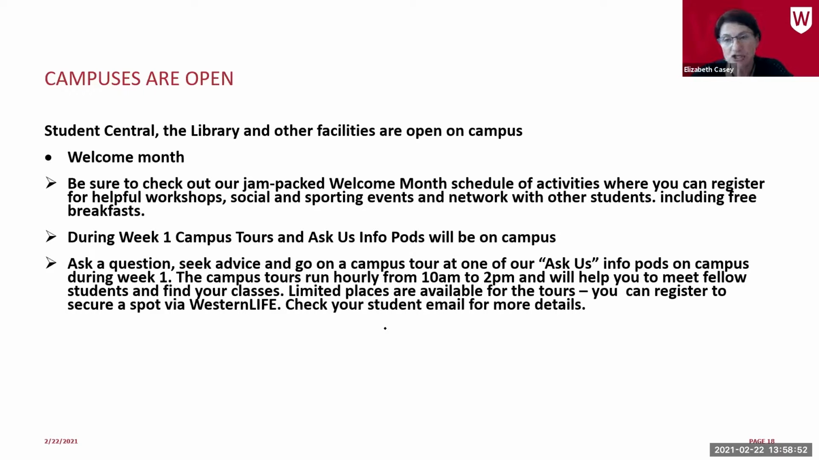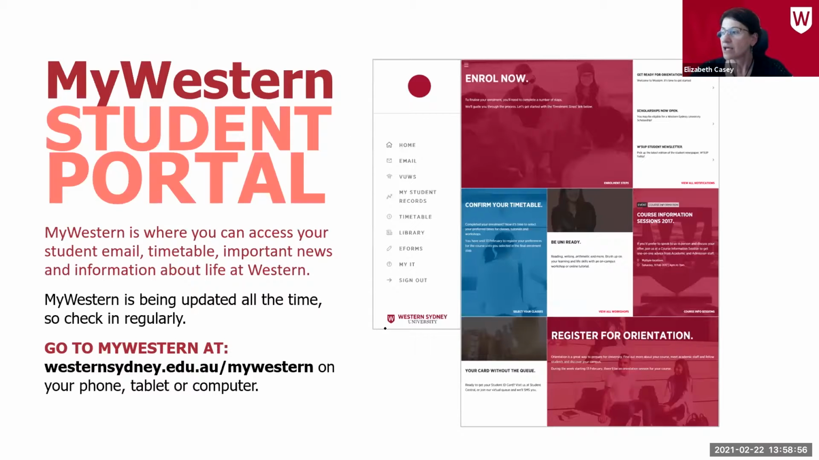You will get information about that again through your email, so keep looking out for that. Okay, I'm going to go through the next slides quite quickly. The My Western Student Portal is the place where you go for your records, your enrollment, your timetable. I will demonstrate how you can access this at the end of the session, but it's a really important place where you can find information about your course, your records, information that you need.